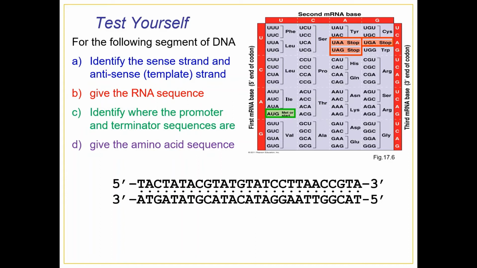Like I said, the main thing to do is to look for the start codon. If you don't remember what the start codon is, you can take a look at your genetic code, and it's going to be AUG. Of course, in DNA, it's not going to be AUG, it's going to be ATG. Oops, that's not a G.